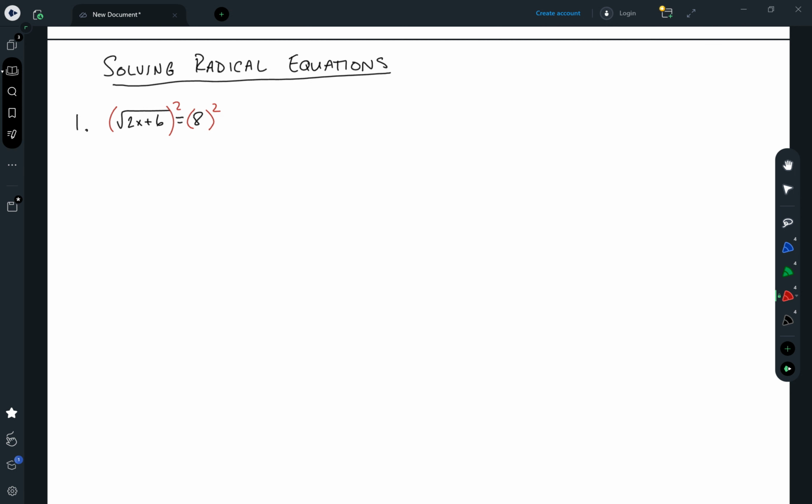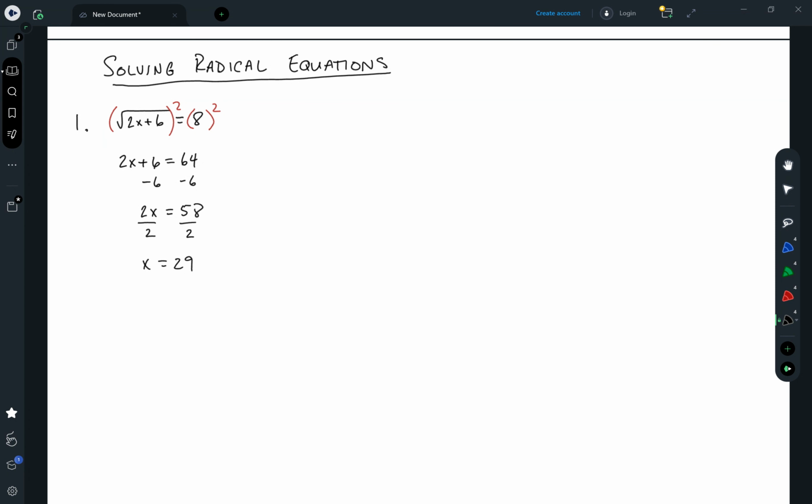Squaring the square root of 2x plus 6 leaves us simply with 2x plus 6. 8 squared is 64. This gives us a simple linear equation that we need to solve. We subtract 6 from both sides, giving us 2x equals 58, and then divide both sides by 2, and the solution appears to be x equals 29.